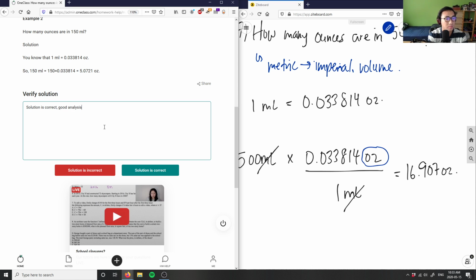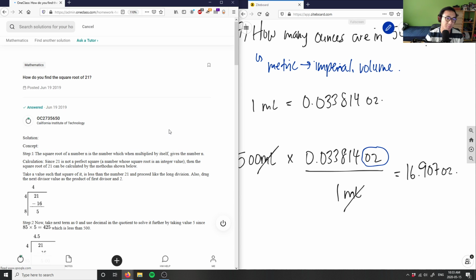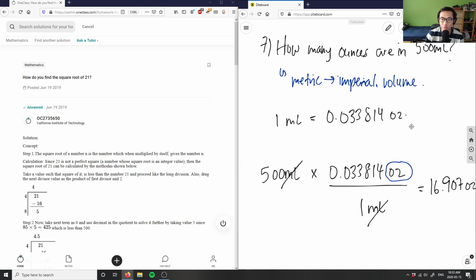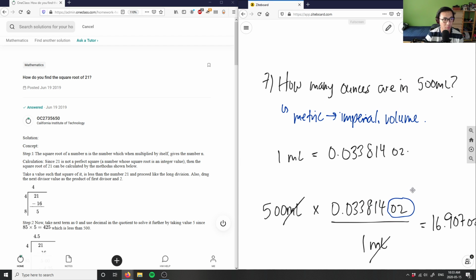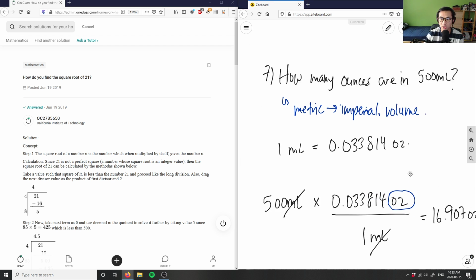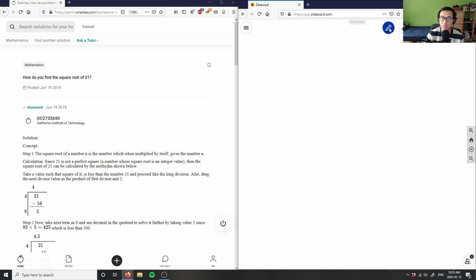Good analysis. And again, I don't think you're supposed to memorize these conversion factors. It's mostly something that you can kind of Google, or if they do, then they'll probably give you some type of formula sheet before you start a test or assignment or whatnot.